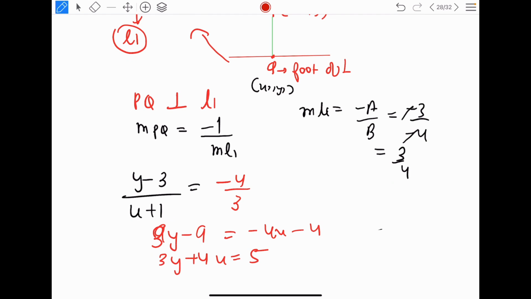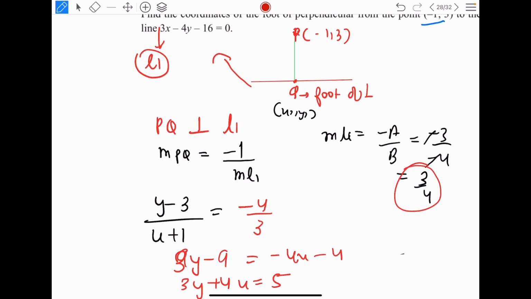Because the perpendicular and the line are perpendicular to each other, m1 is equal to -1 upon m2, where m2 is the slope of the line which we got. The negative reciprocal of this is the slope of the perpendicular which we have taken here, and we get this relation. This is my relation for the perpendicular.